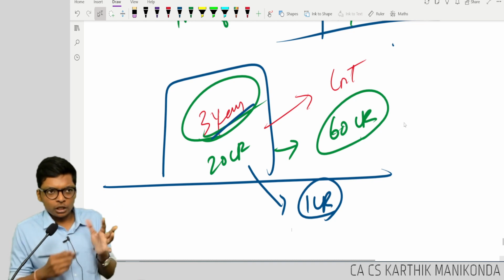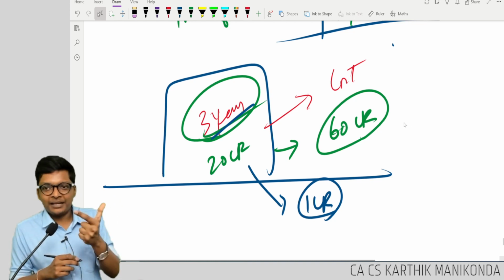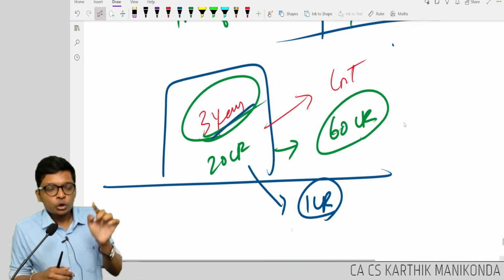So, the question or the contract will not tell you whether it is liquidated or penalty. Based on the nature of the amount, you should be able to find out.